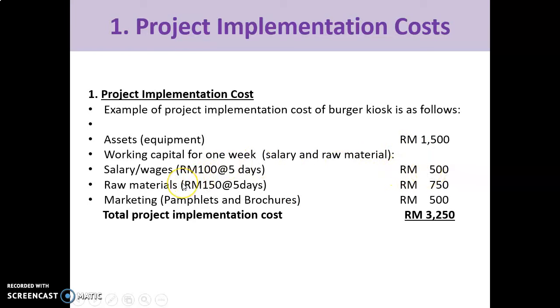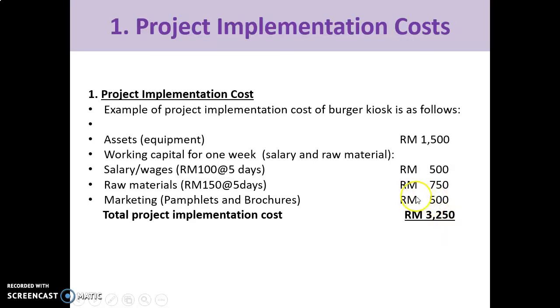And the raw materials to make the burger, let's say for a day you need to produce like 100 burgers, so maybe the raw materials needed for a day is 150 ringgit. So 5 days you have to pay like 750 ringgit. And for the marketing purposes, you need to print pamphlets and brochures to tell people that you're selling the burgers. So maybe the total marketing cost is likely about 500 ringgit. So if we add all these figures, you will get the total project implementation cost like 3,250 ringgit.